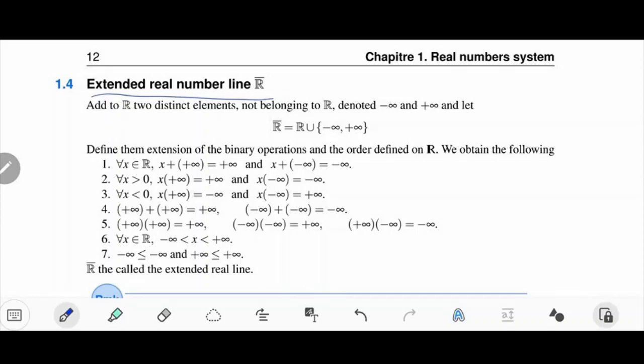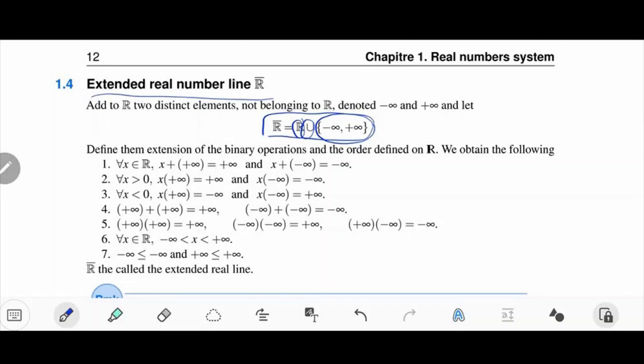Because we already defined the order in R, all the elements in R are defined on a line. And now it's the extended real line, where we add plus infinity and minus infinity. So R bar will be the set R union a set that contains two elements, minus infinity and plus infinity. Defining these two elements, we will extend the binary operations and the order from R to these two elements.